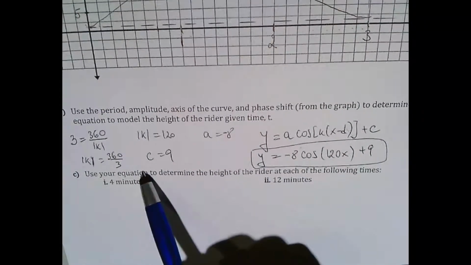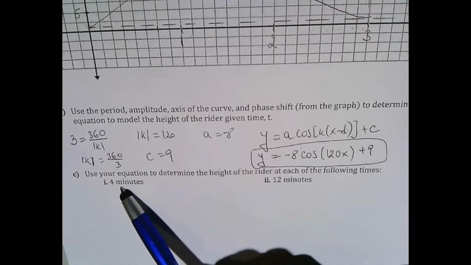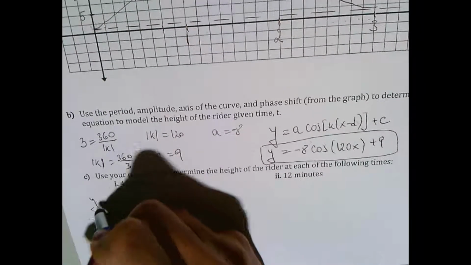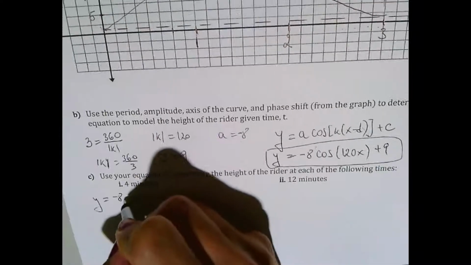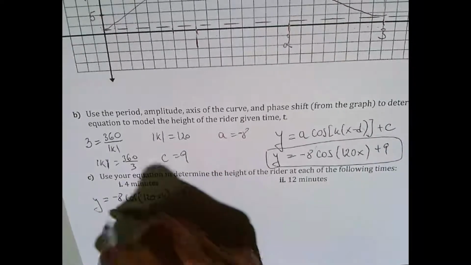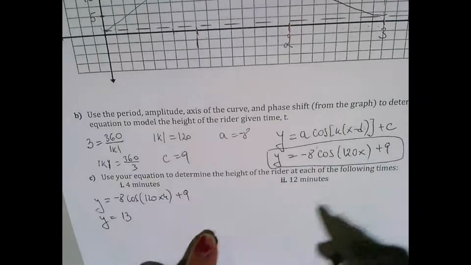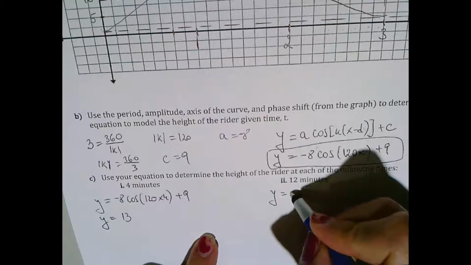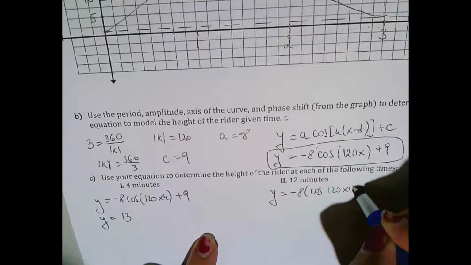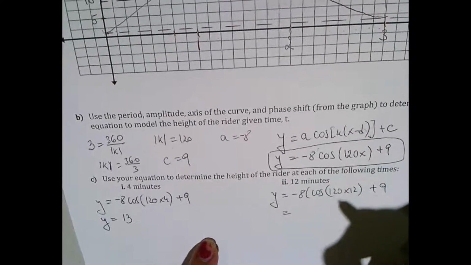So now we need to use the equation to determine the height of the rider for 4 minutes and 12 minutes. So essentially x is 4 minutes and x is 12 minutes. So all I have to do is plug it into the equation, negative 8 cosine of 120 times 4 plus 9, which equals 13. So it's 13 meters. And then y equals negative 8 cosine of 120 times 12 plus 9, which equals 1.